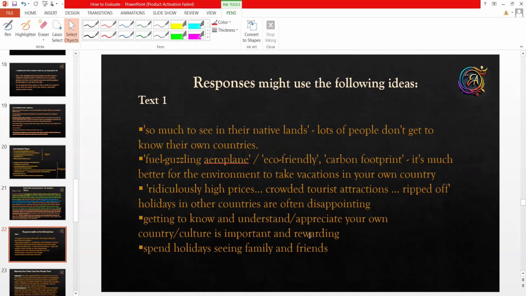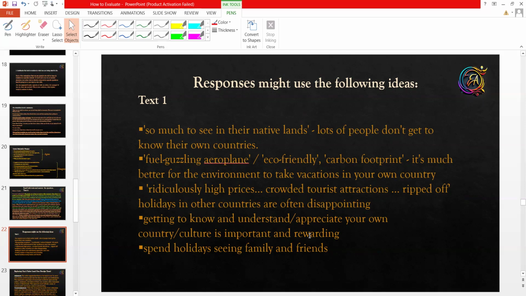So much to see in their native lands. Lots of people don't get to know their own countries. That means here, if you agree that yes, it is more important to be eco-friendly, or it's more important to visit your own country or the places in your own country, you can go with it. As I have told you, you don't need to give a counter argument on each and everything. You may agree with a few things also.